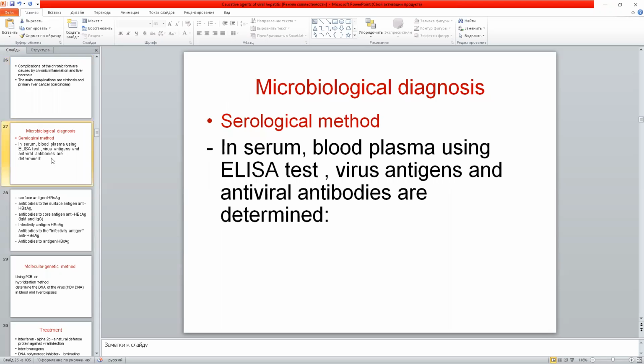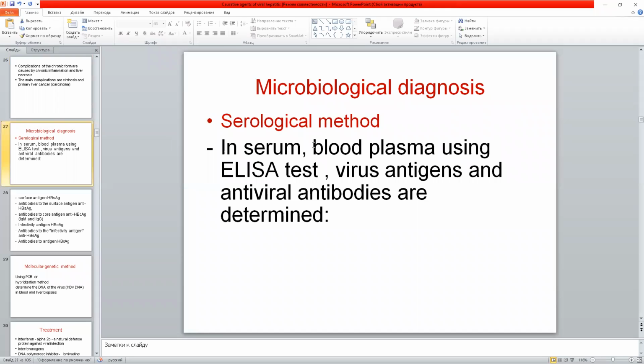Microbiological diagnosis. Serological method. So memorize it in the diagnosis of viral hepatitis. The microscopical method is not used. The virological method is not used. The biological method is not used. And the skin allergic test is not used. Just two methods are used: one is serological, another one is molecular genetic.